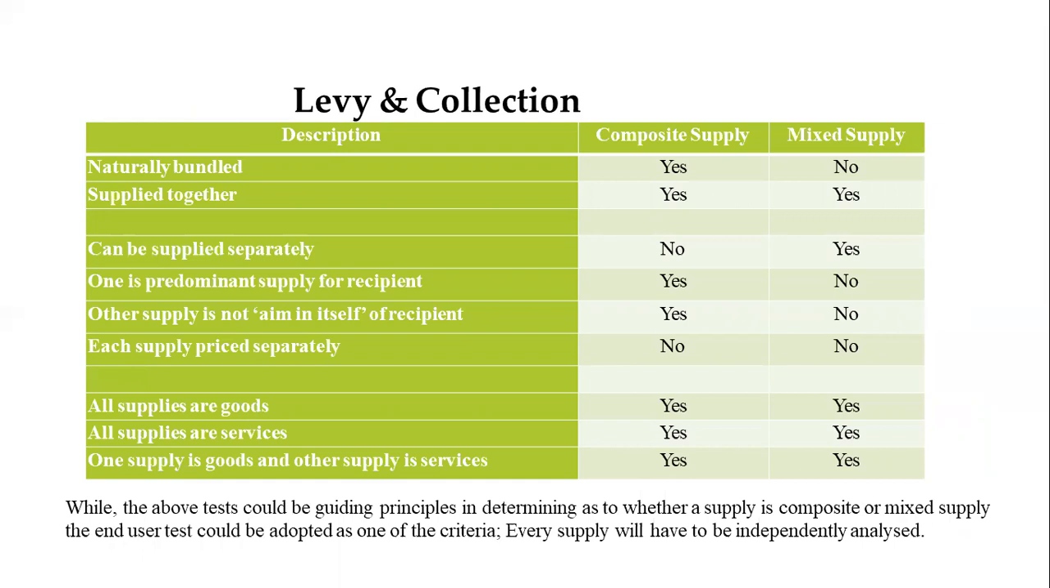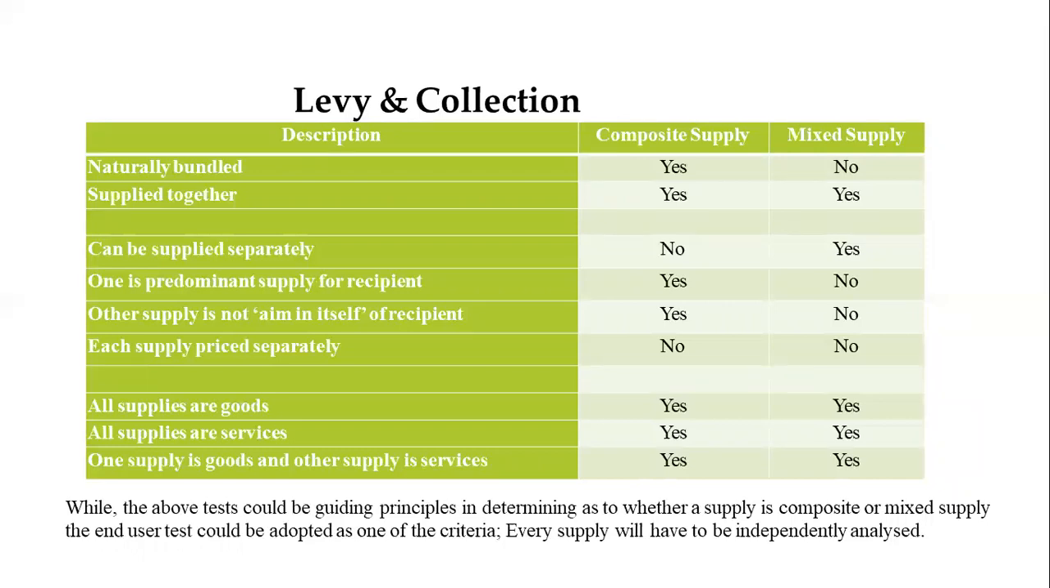From this chart we can see the different types of goods. There are two columns, the composite supply and the mixed supply. Depending on the goods, there are some areas where composite supply is applicable and some areas where composite supply is not applicable, meaning the mixed supply is applicable. We can see naturally bundled goods or supplies made separately, where one is the predominant supply for the recipient, and another is the supply itself, and in the three lines, all supplies are goods and all supplies are services.